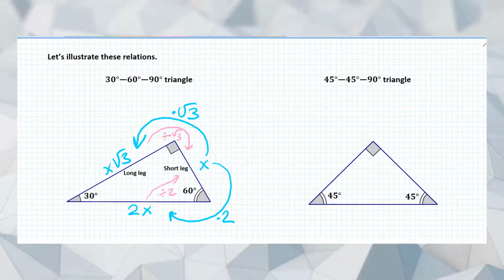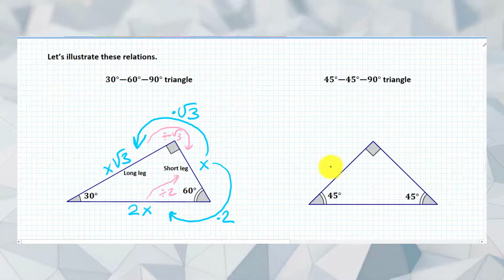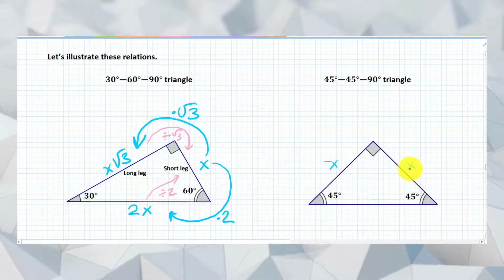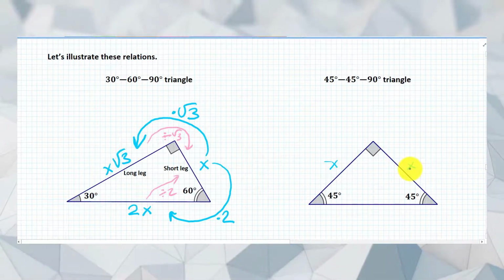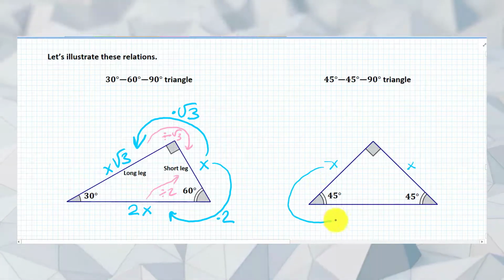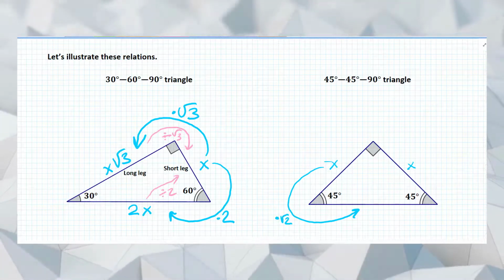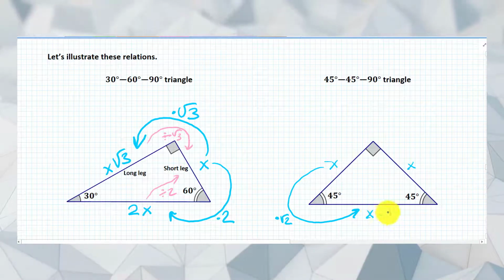Okay? All right. In a 45, 45, 90, well, that's an isosceles triangle. So let's call the length of the legs x. They have the same length. It says that to go from one leg to the hypotenuse, you multiply by square root of 2. So the length of this side is x times root 2.